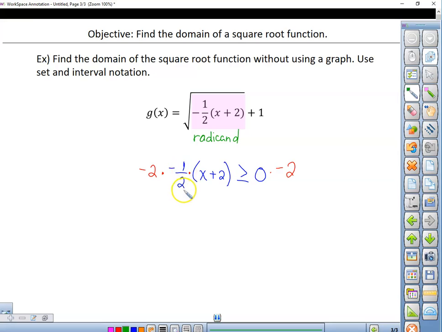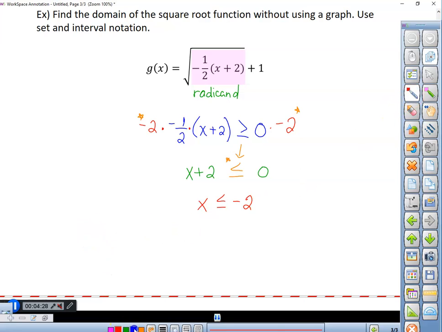Negative 2 times negative 1/2 would be 1, because they're reciprocals of each other, and that gives us x plus 2. And 0 times anything is still 0. But here's where we have to realize we did multiply both sides by a negative number, therefore our inequality is no longer greater than or equal to, it is now less than or equal to. And then we continue the solving, so subtracting 2 from both sides now gives us x is less than or equal to negative 2.